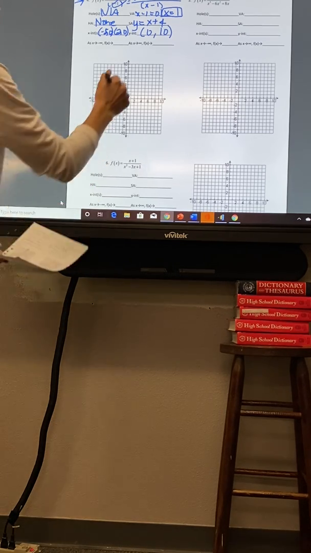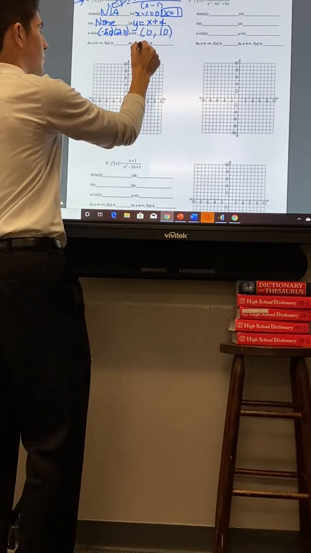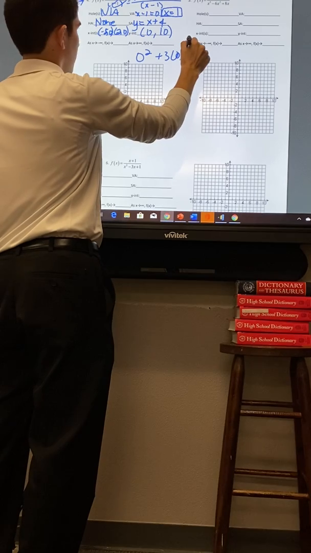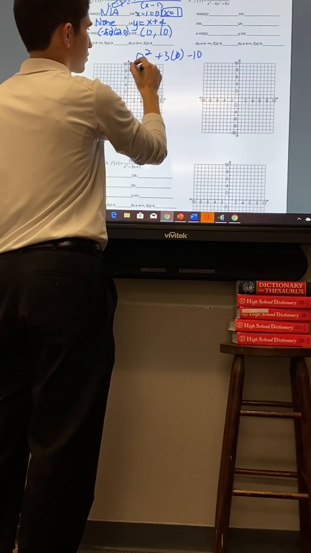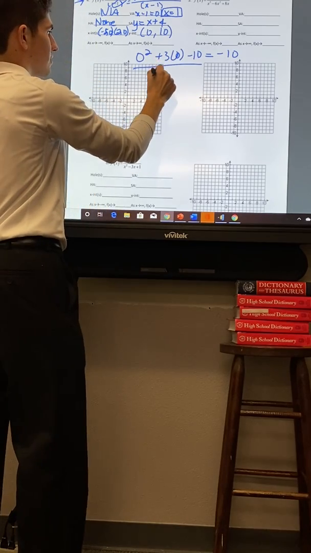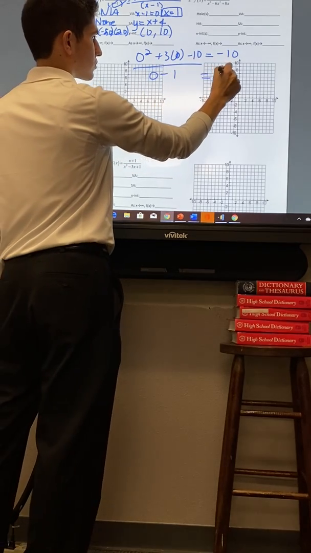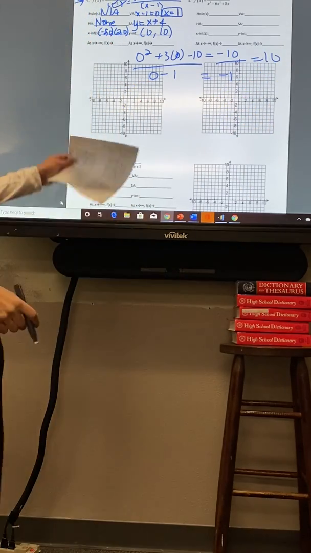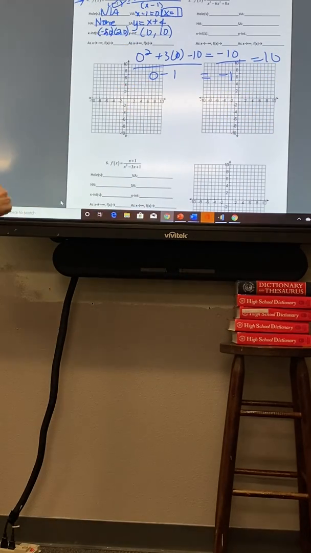And again, I kind of skipped a step there. Let me show you. 0 squared plus 3 times 0 minus 10 is going to just leave me with negative 10. And then over the denominator, I have 0 minus 1, which equals negative 1. Put those over each other, I end up with 10. So I think this is one where it's easier to look back at the original equation.